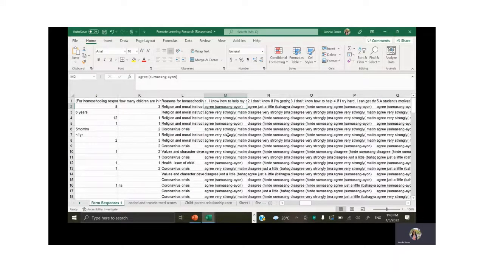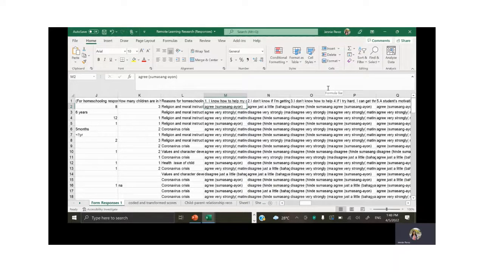So for example, here in this item, the respondents have to respond whether they agree or disagree. They have to respond their degree of agreement to this kind of item. I know how to help my child do well in school. So, for example, here, respondent 1 says that he or she agrees. So, agree, or sumasang-ayon. So, what I did was to recode this.